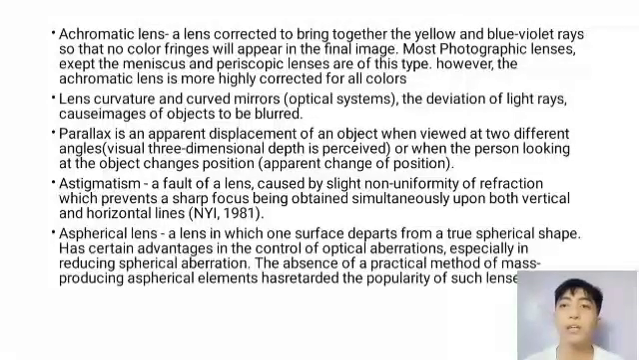An aspherical lens, a lens in which one surface departs from a true spherical shape, has a certain advantage in the control of optical aberration, especially in reducing spherical aberration. The absence of a practical method of mass producing aspherical elements has retarded the popularity of such lenses.